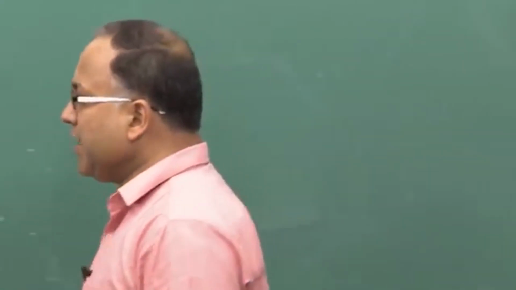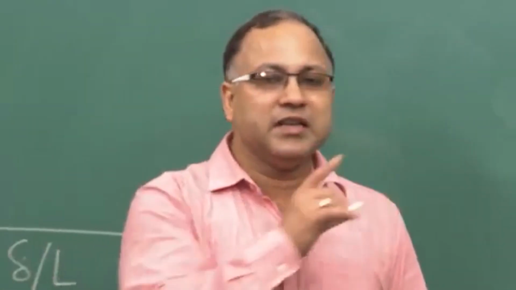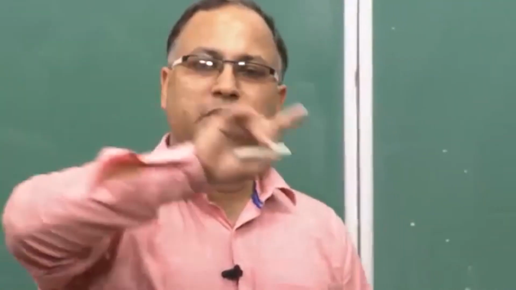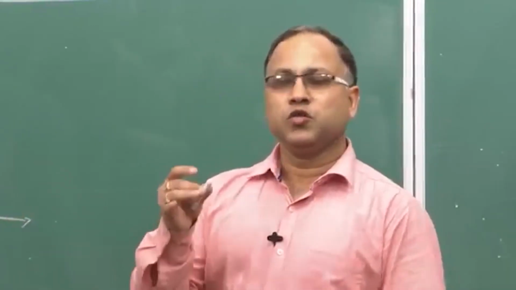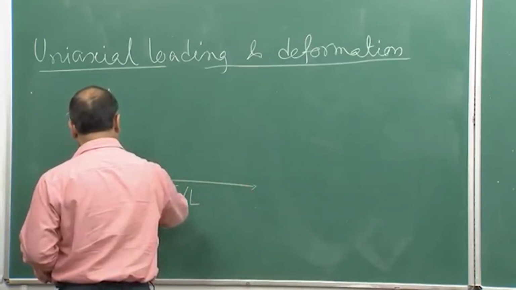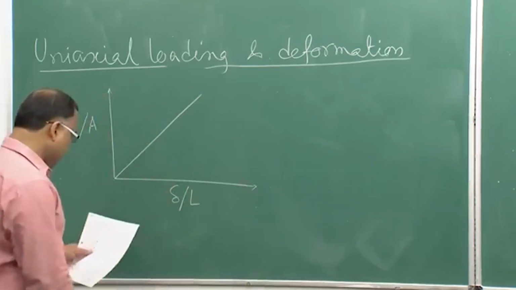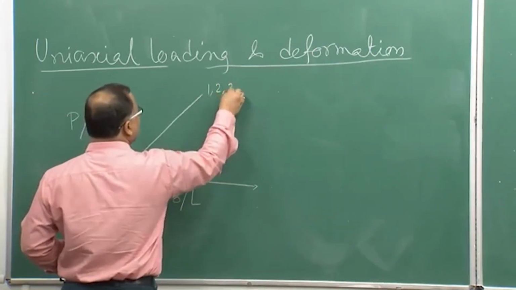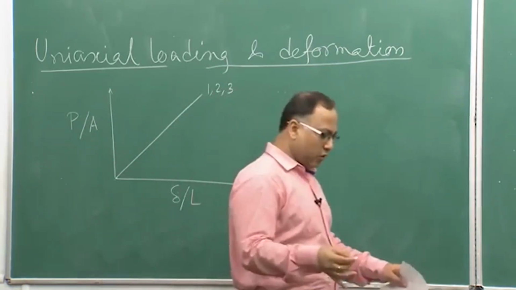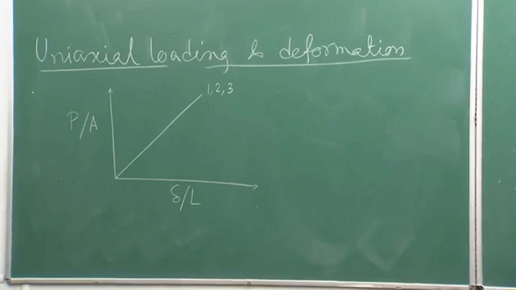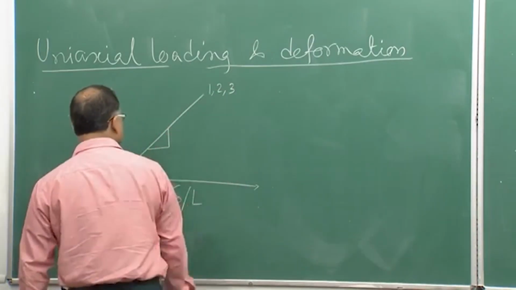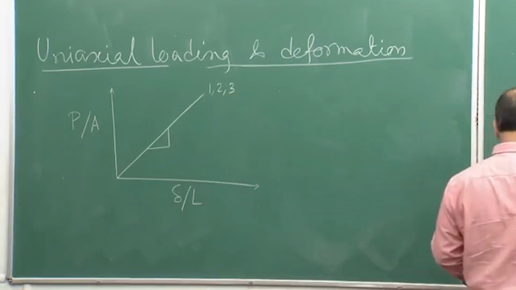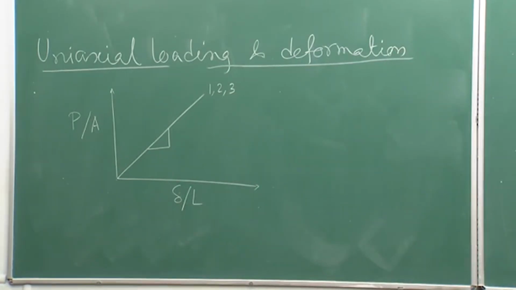Then all the lines, you are getting 3 P versus delta curves, will converge towards a single line. This is your linear relation. All 1, 2, 3 lines will merge into a single line, as shown here. So, if I measure the slope of this line, that is known as the modulus of elasticity.